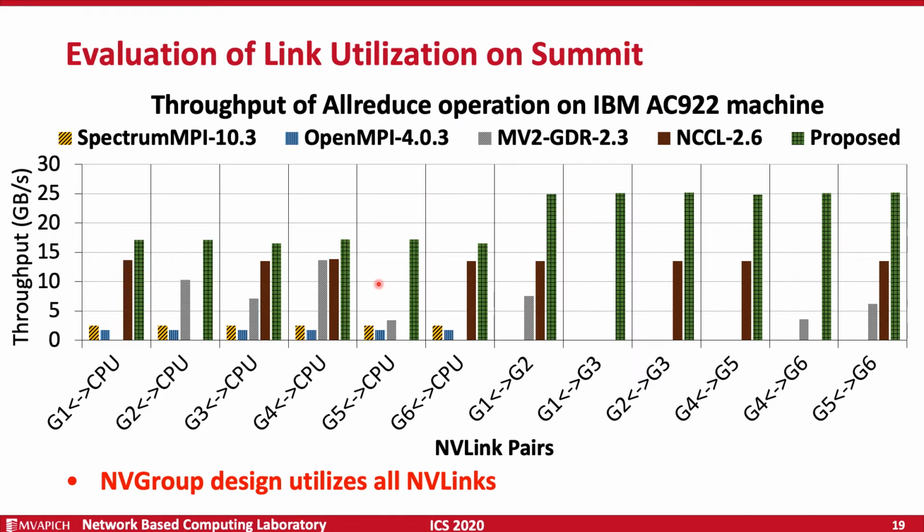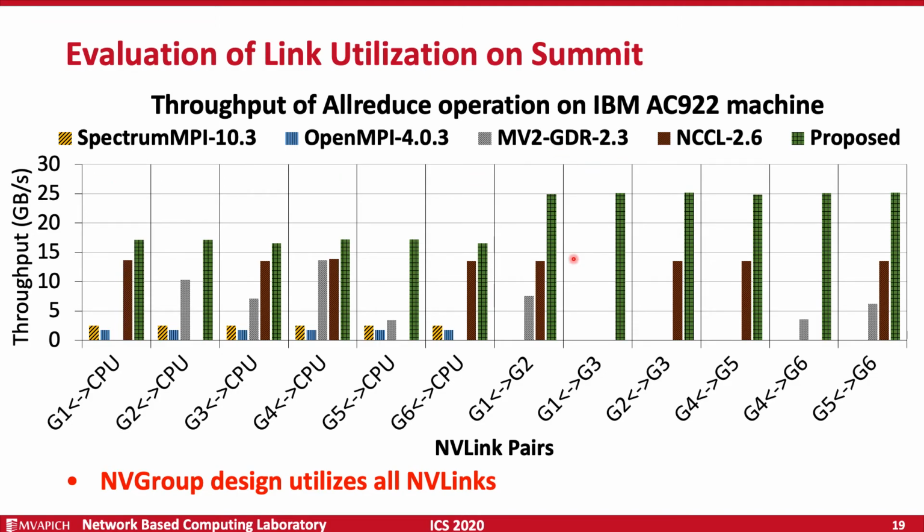First, we want to see if we are able to utilize all the NVLink. So we did the same experiments again. This time, I add the proposed NVLink design. As you can see from the dark bar here, we can achieve much higher throughput on all NVLinks, including the one between GPU and CPU. And it's much higher than all the other communication libraries.